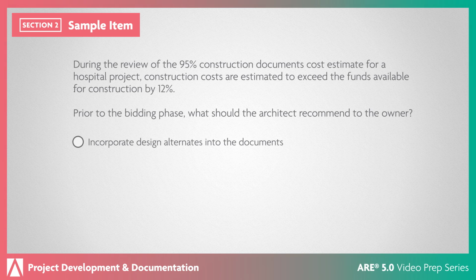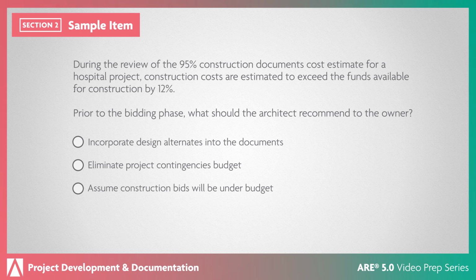Incorporate design alternates into the documents. Eliminate project contingencies budget. Assume construction bids will be under budget. Reduce the scope of the project. This is the correct answer. The Architect's Handbook of Professional Practice discusses these concepts as they relate to project execution.